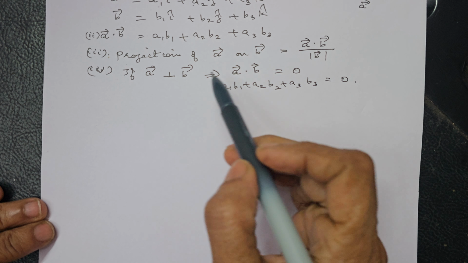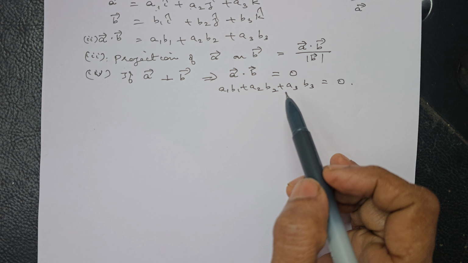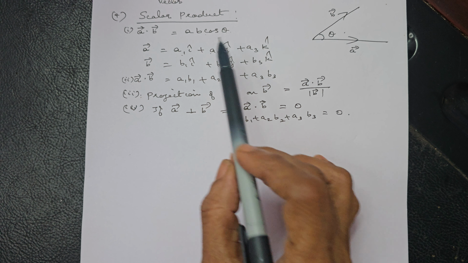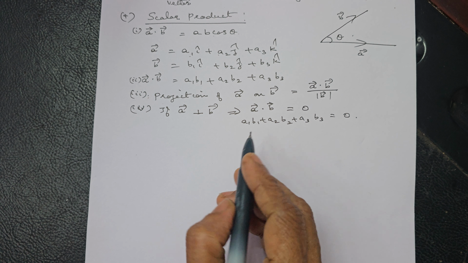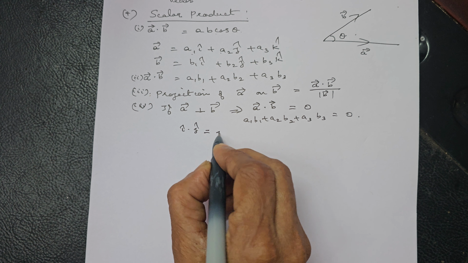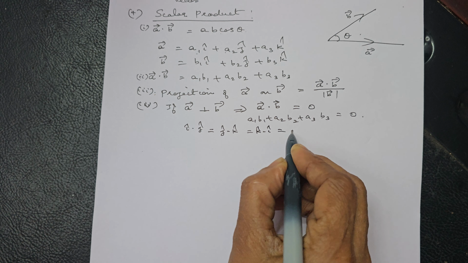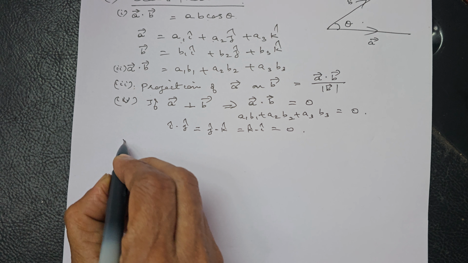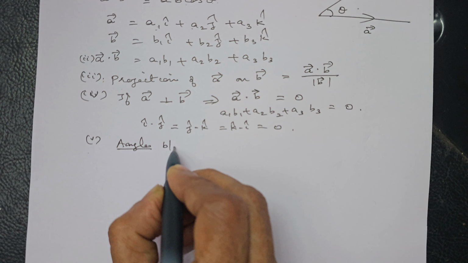Therefore, i dot i is equal to j dot j is equal to k dot k is equal to 1. Then i dot j will be 0, j dot k will be 0. That means i and j are perpendicular vectors. i dot j, j dot k, k dot i are all equal to 0 because they are perpendicular to each other.